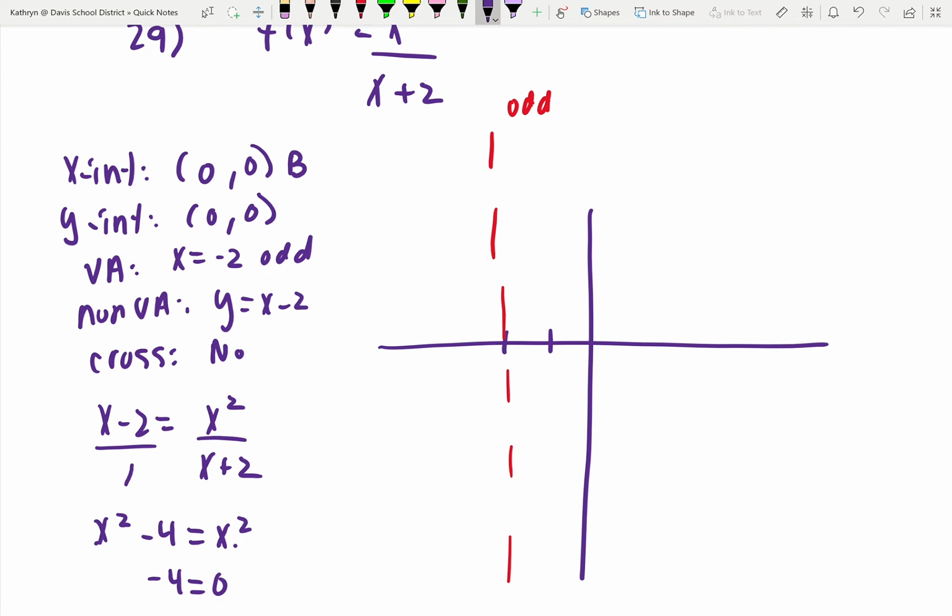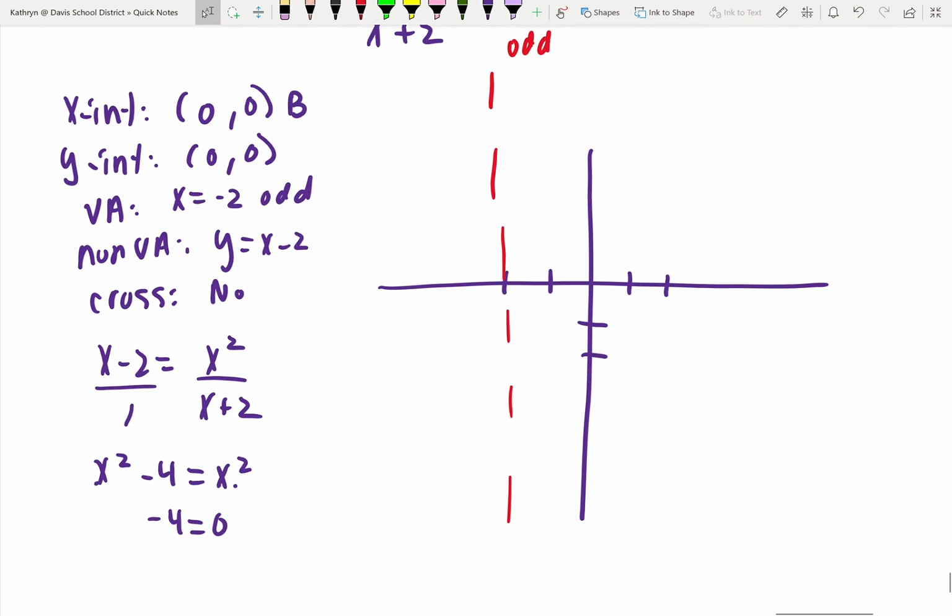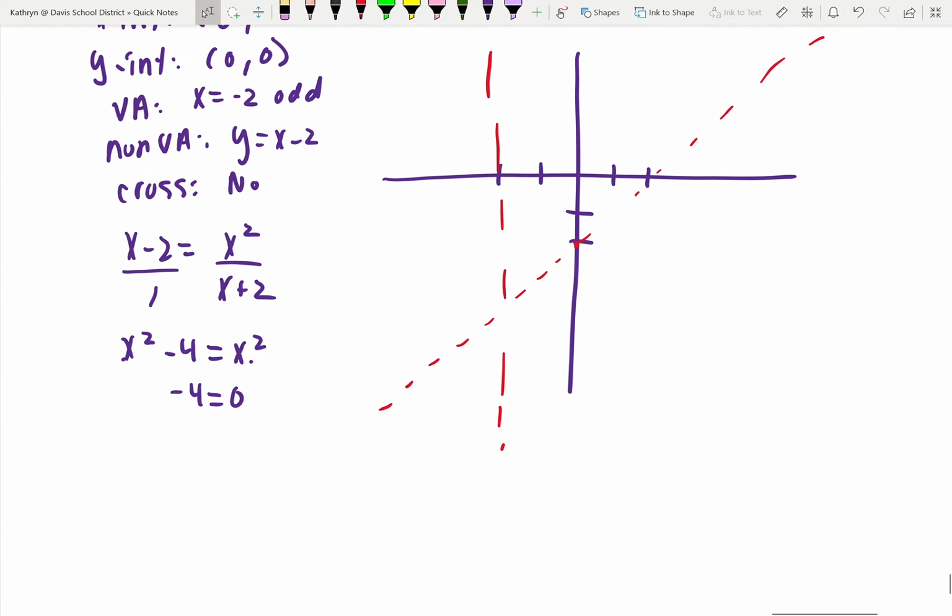I have a non-vertical asymptote at y equals x minus 2. You guys, it's not going to cross that. So if you want to, you can draw that line as a solid line, because then I know I never cross either of those dashed lines, okay? The only other thing that I know is that it hits 0, 0, and it bounces when it hits it.